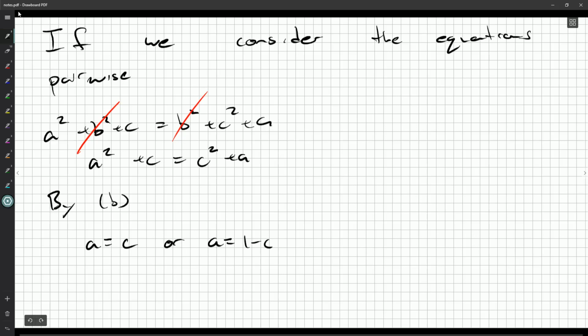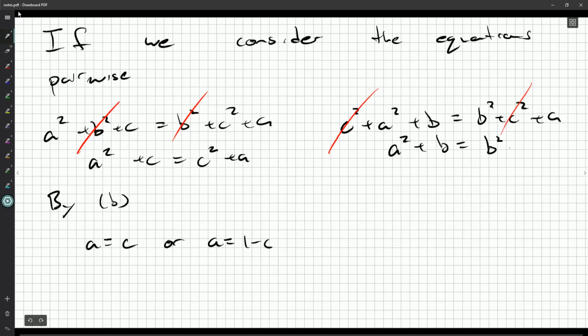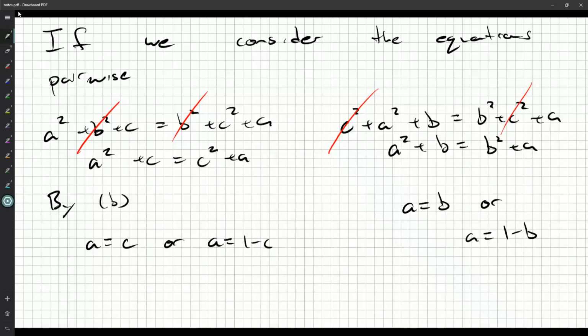And we could do the same thing comparing A and B. So we could get C squared plus A squared plus B is equal to B squared plus C squared plus A. Now the C squareds don't matter. So A squared plus B, this is the one we just solved. So A is B, or A is 1 minus B. So these are potential relationships.